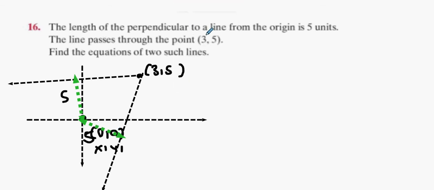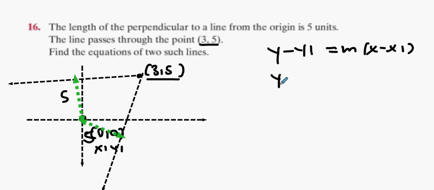Now, next thing. There's two lines and they're a distance 5 away. Everybody cool with that? What do we know about our line? It goes through 3, 5. So the equation of the line will look something like this. What's the real problem? We don't know the slope. Do we know the slope, lads? No, we don't know the slope.